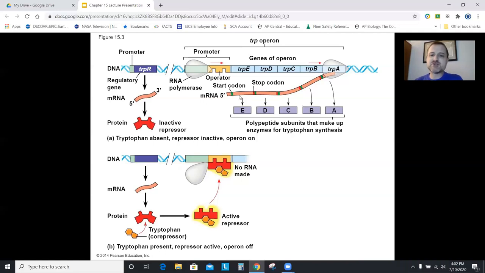So this is the TRP operon. Just take a minute and look at it. There are 5 different genes to make tryptophan. Each one codes for an enzyme.